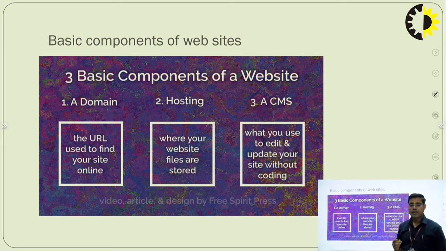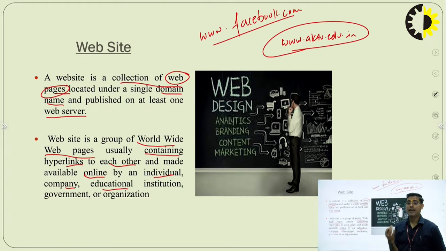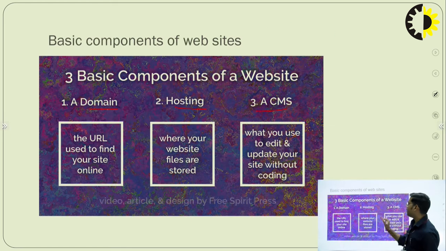Next one is the components. Basically we have three basic components: domain, hosting and CMS, that is content management system. When you design a website, firstly we have to understand the planning, what is the purpose of developing a website. For designing purposes, we have to mention these four features. First is the analytics feature, then branding of your website, then the content, which is the most important feature for your website, and the last one is the marketing of a particular website. From the perspective of these features, we have the basic components of a website: the first one is the domain, then hosting, and the last one is the CMS, that is content management system.